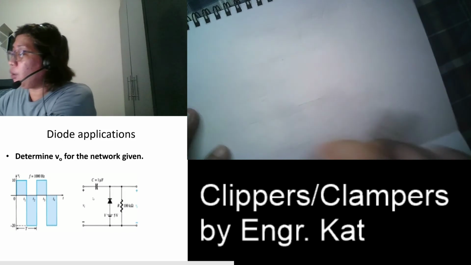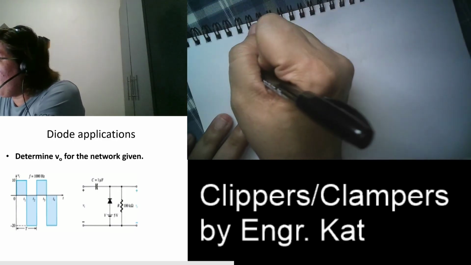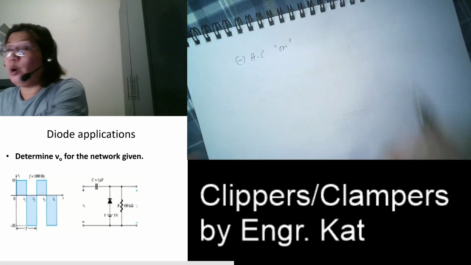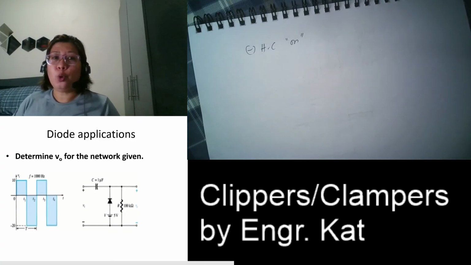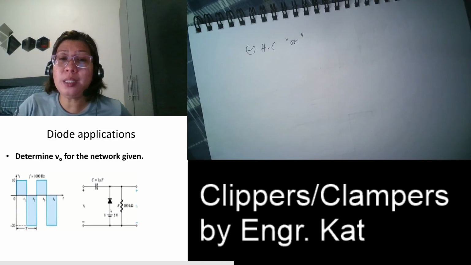So we will be starting at the negative half cycle. At the negative half cycle, your diode is in the on state. So when your diode is in the on state, what happens? This is shorted. Since this is shorted, what is our output?